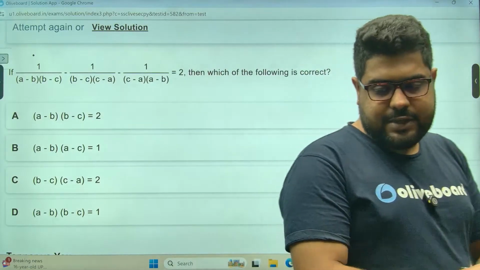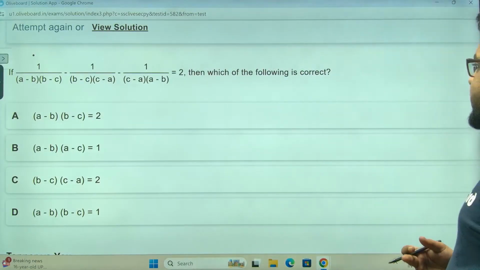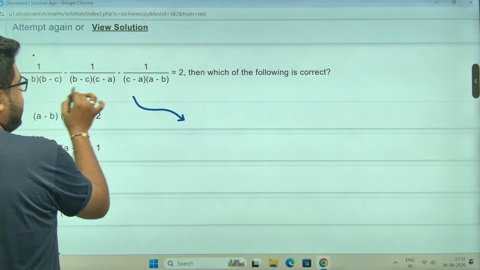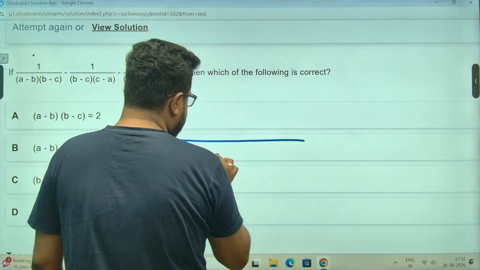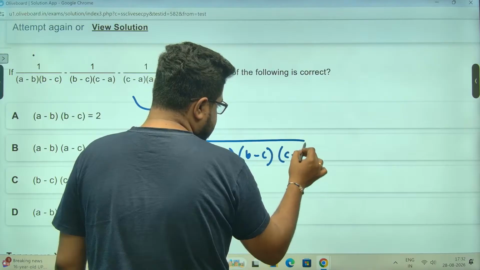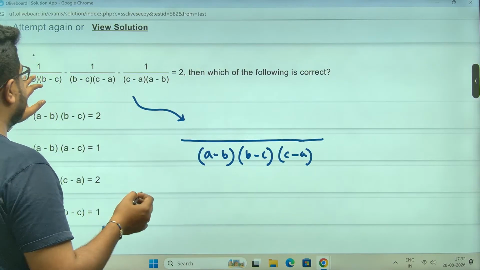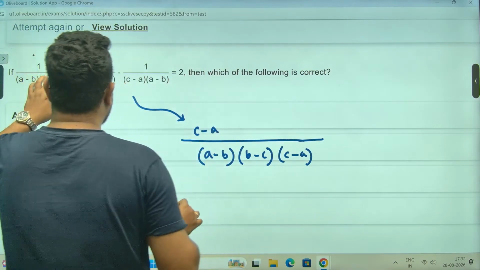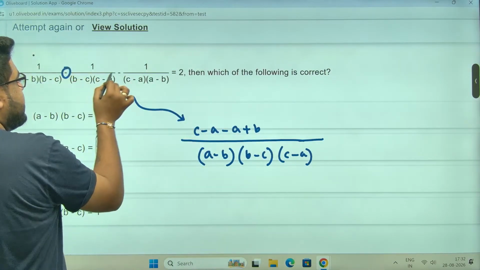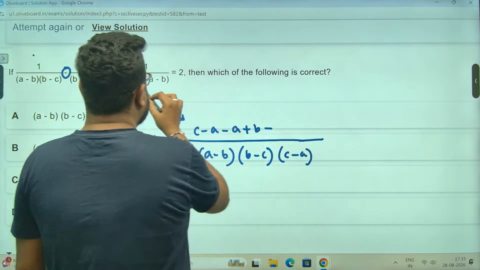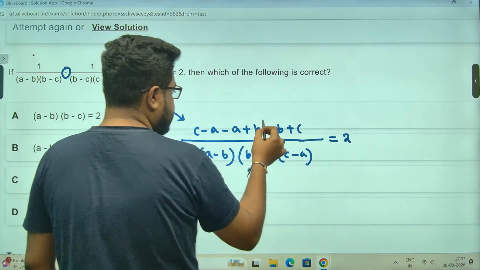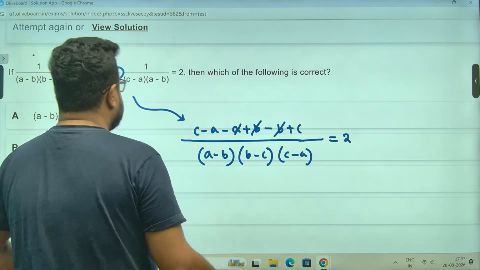First question right in front of you guys. Given as 2. So first things first, if I take the LCM, my LCM will be (A minus B)(B minus C)(C minus A). Here A minus B, B minus C gone, this will be C minus A. B minus C, C minus A gone, A minus B meaning minus A plus B because there is a minus. Same over here as well. This will be C minus A, minus B, gone, meaning B minus C, meaning minus B plus C. That is equal to 2. B cancels, A doesn't cancel.